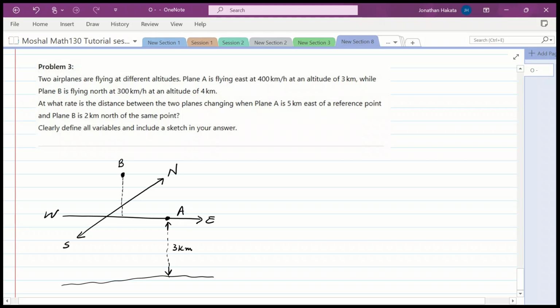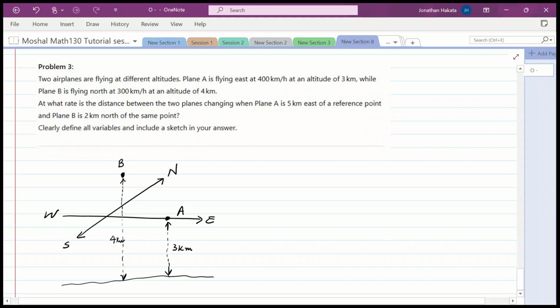So this difference is just 1 kilometer, right? But if I'm going to continue this dotted line to the ground, this should be 4 kilometers. Okay, the entire thing from the ground.